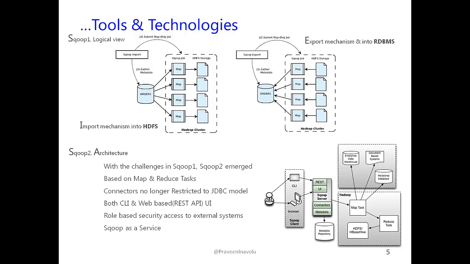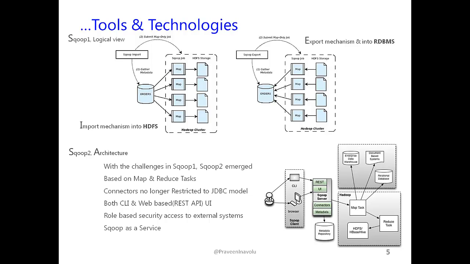Okay. And the other major change is the introduction of the reduce task. So now Scoop is no more a map-only task. It now uses map as well as reduce tasks for the data transfer.